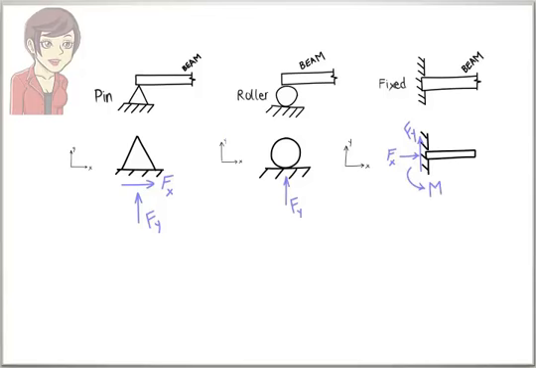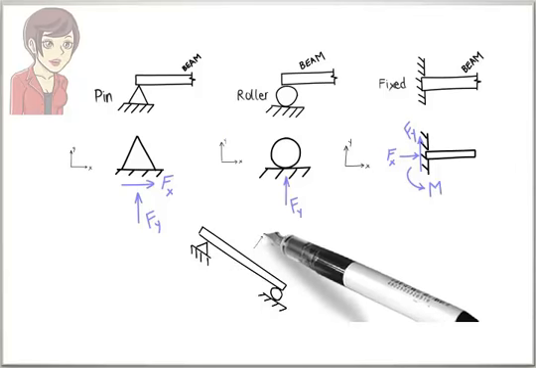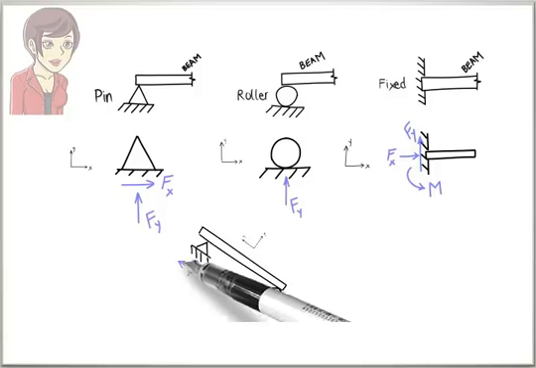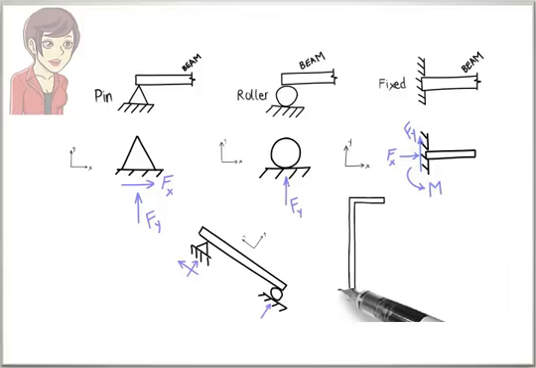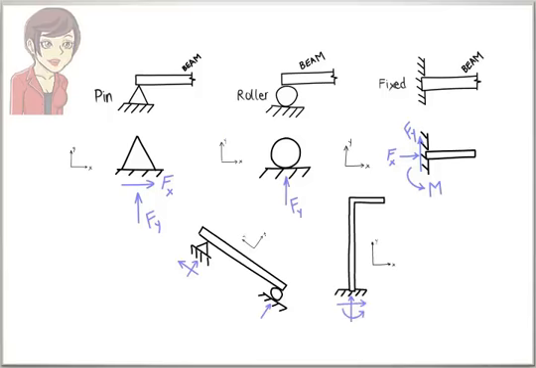To clarify, let's look at two examples. Suppose our beam has a pin support and a roller support. Here, there are three reaction forces, two forces associated with the pin support, and one force associated with the roller support. In this example, the beam is fixed at one end, but free at the other end. Therefore, there are three reactions involved here: a force in the x direction, a force in the y direction, and a bending moment.